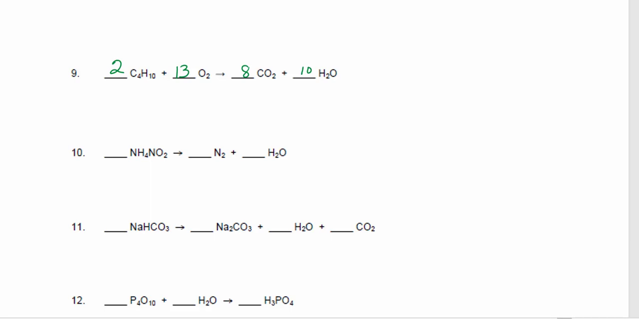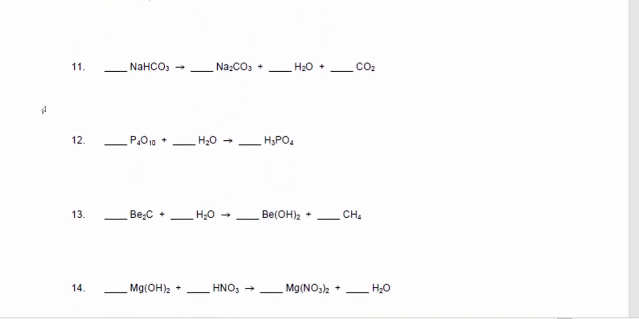Number 10 is going to be very easy in comparison. So we have 2 nitrogen atoms on both sides. We have 4 hydrogen atoms here, so I'm going to put a 2 here so that I have 4 hydrogen atoms on the product side, and that balances my equation because I also have 2 oxygen atoms. Number 11 is also easy by comparison. So I have 1 sodium on the reactant side, but I have 2 sodiums on the product side. So immediately I want to put a 2 here in front of this sodium bicarbonate.